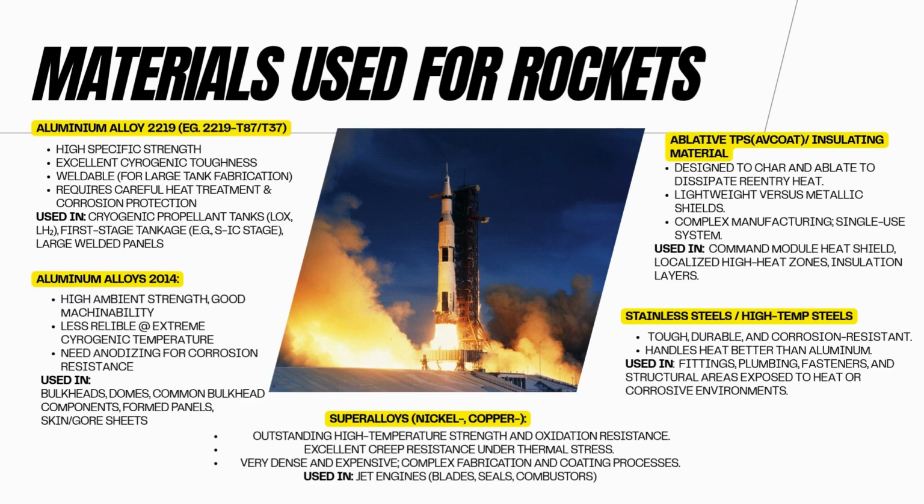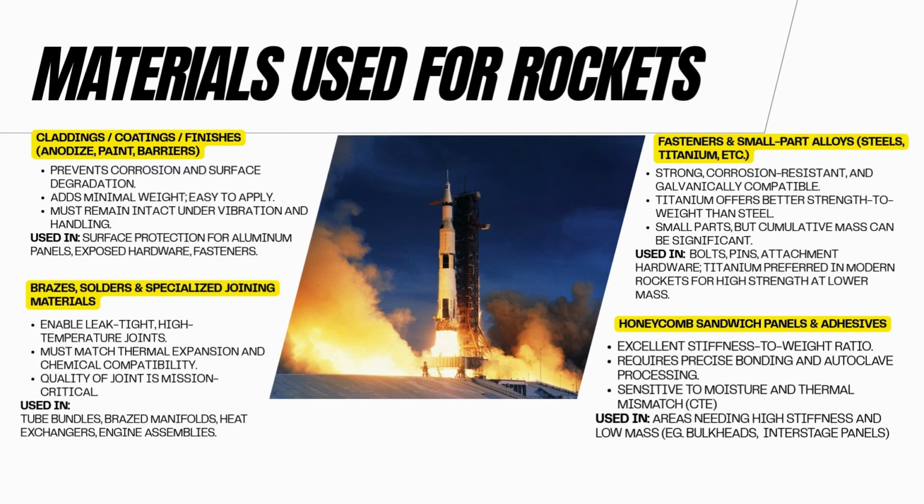Fourth material is ablative TPS, insulating materials. Fifth material is stainless steel or high temperature steel, used in fittings, plumbing, and fasteners. Next, our sixth material will be cladding, coating, and finishes to prevent corrosion and surface degradation. Seventh material are braze alloys, solders and specialized joining materials to enable leak-tight and high-temperature joints. Eighth material are fasteners, small part alloys made of steel and titanium due to its strong corrosion resistance.